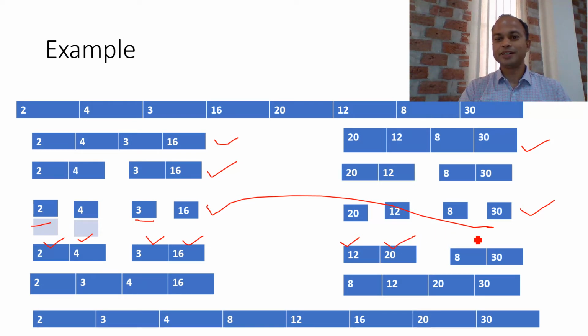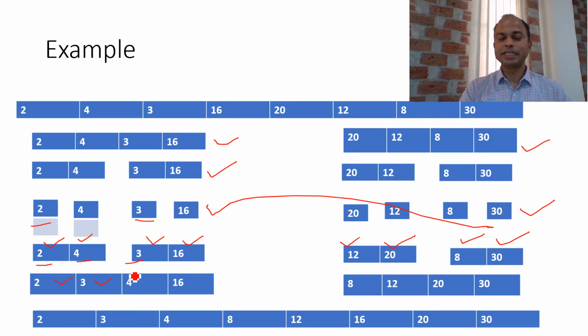Here 8 and 30 are compared. The smaller one is 8, and the remaining element is 30. We have copied 30 here. After it, we have these two subarrays. This is the first subarray. This is the second subarray. 2 and 3 are compared. The smaller one is 2, so we have taken 2 here. Now 4 and 3 are compared. The smaller one is 3.